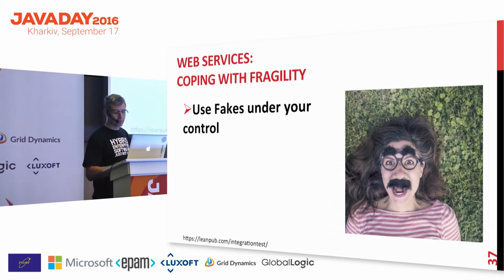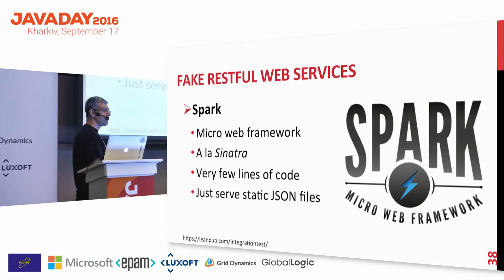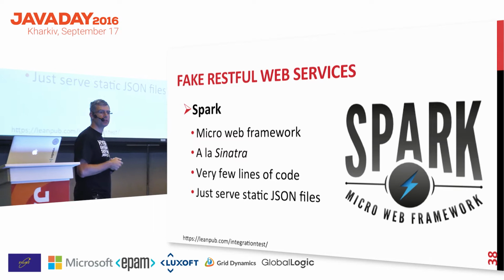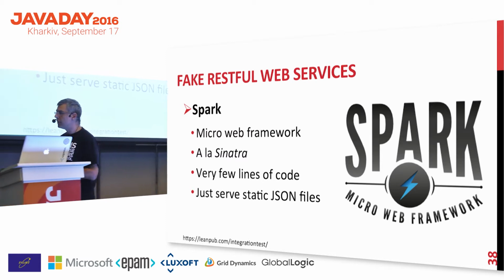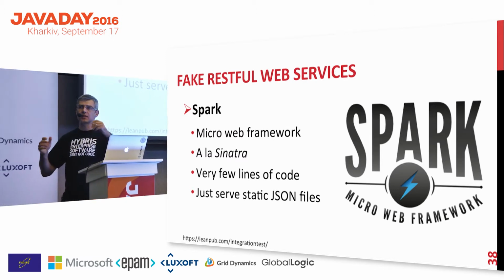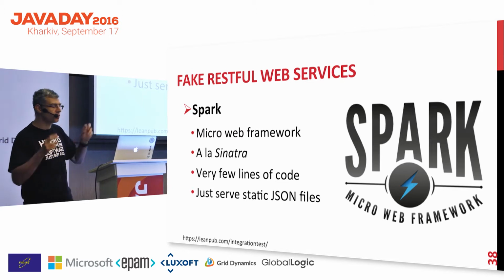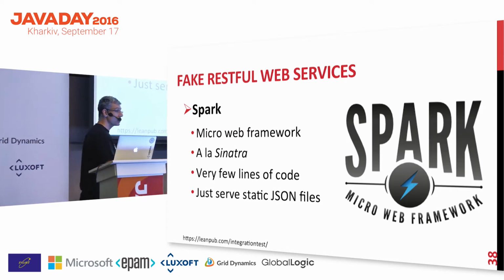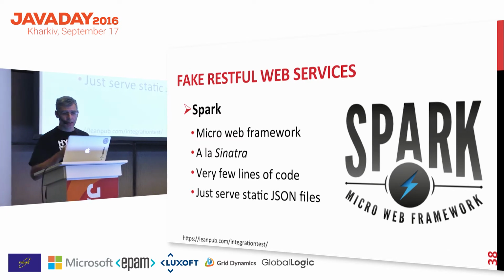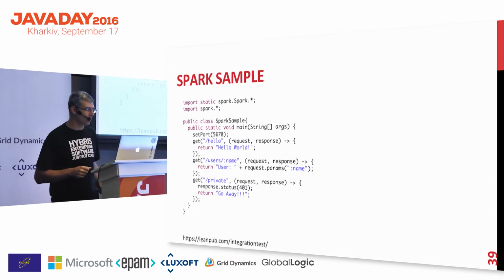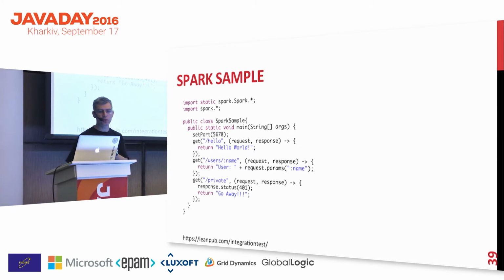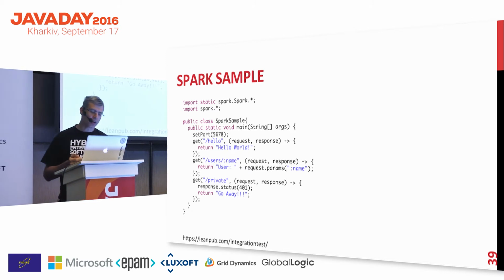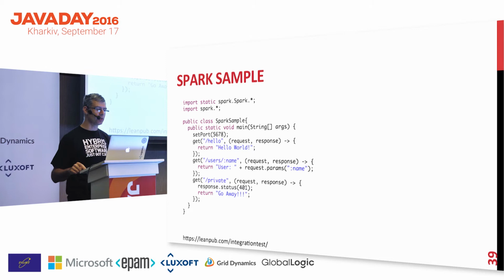We use fakes. You might know about the Spark Java micro web framework. Who knows about Spark? Quite good, a few hands. It's very simple stuff. Probably it's only for your own project, not for real enterprise stuff. However, it works super well for integration testing. Let me show you a few lines of Spark. Basically, you set the port, and you say that when you use a GET request on hello, it will return a string. Of course, it is using Java 8.